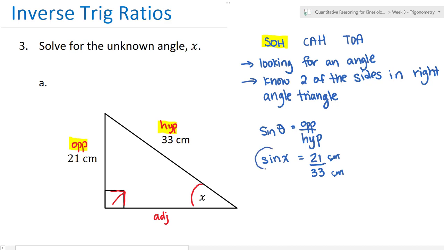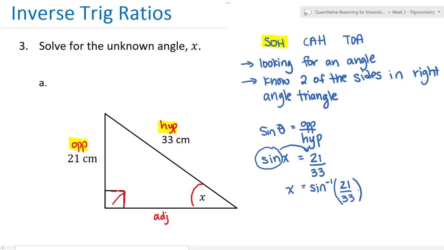I want to get rid of this sine. To get rid of it, I can't simply divide by sine. If I try to do 21 over 33 divided by sine on my calculator, I will just get an error. So I'm going to take this sine to the other side of the equation, but to do that, I need to use a special inverse trig button, which is called sine inverse. It just looks like it has an exponent of -1. I'm going to just delete these centimeters because they cancel out. And then the 21 over 33 just stays where it is. I'll put it in brackets.